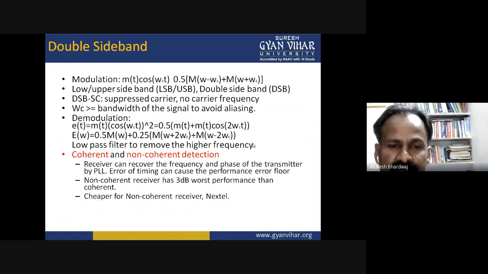Demodulation, the equations arise like this. A low pass filter removes the higher frequency. Coherent and non-coherent detection: the receiver can recover the frequency and phase of the transmitter by a phase lock loop, PLL. Error of timing can cause a performance error floor. A non-coherent receiver has 3 dB worse performance than coherent. Cheaper for a non-coherent receiver. Next.